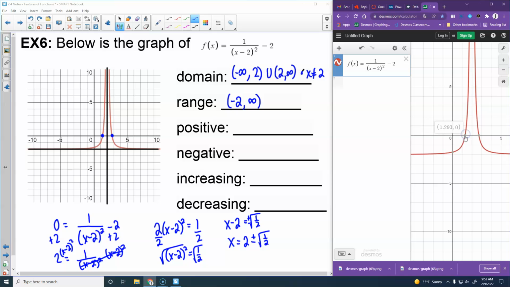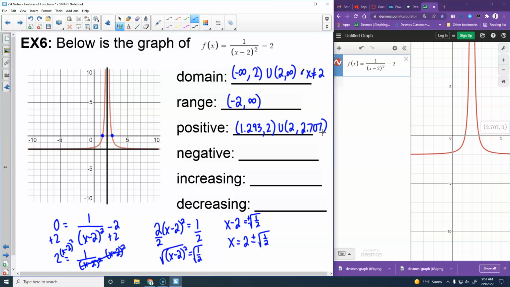And so we can see, if we just want to use a decimal, it's 1.293. Let's go with that. We are going to be positive from 1.293 to 2. We don't include 2 because we don't have any values at 2. It's a vertical asymptote. And then 2 to our other one here is 2.707. So we're positive from here to the asymptote, and then from the asymptote to that other point of intersection.